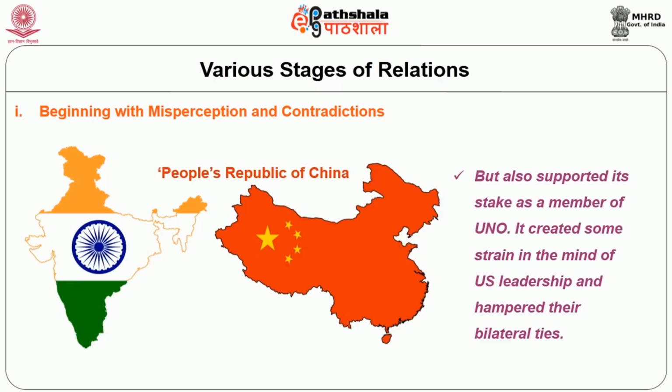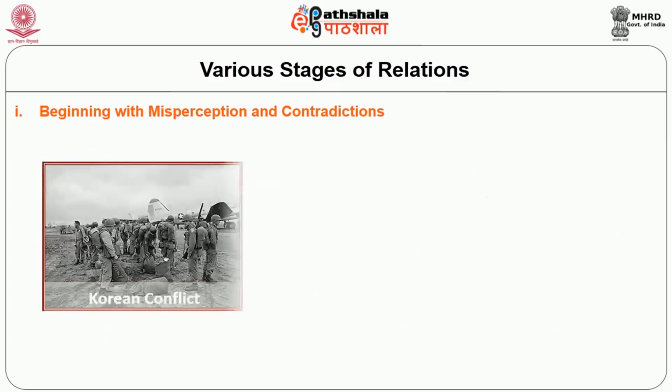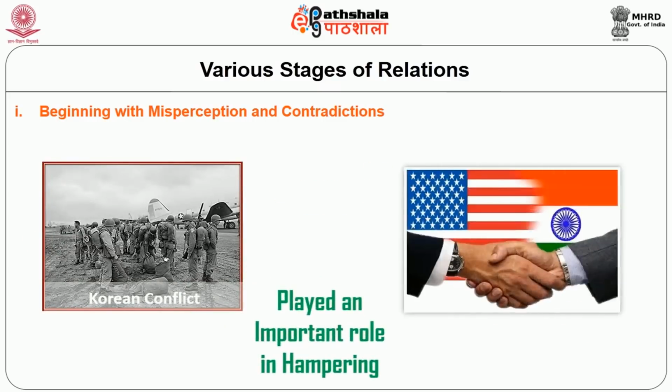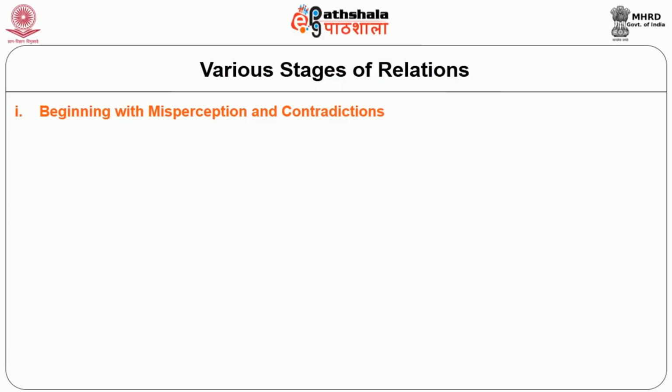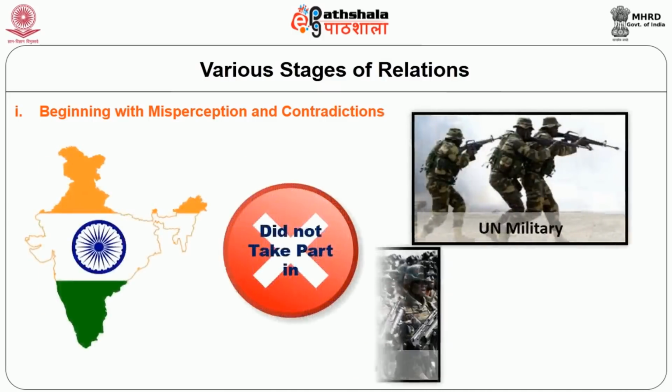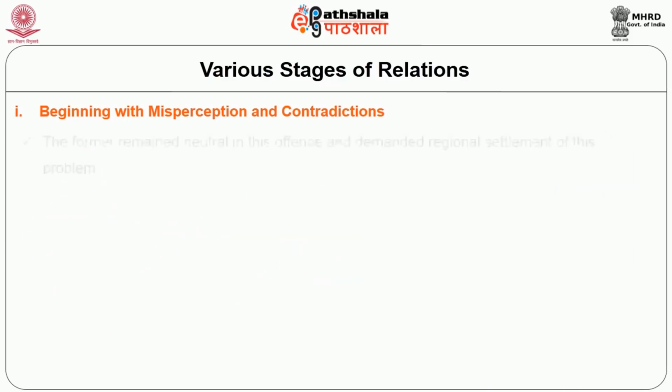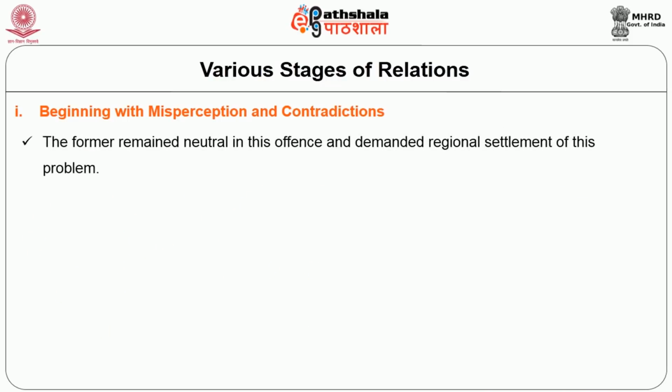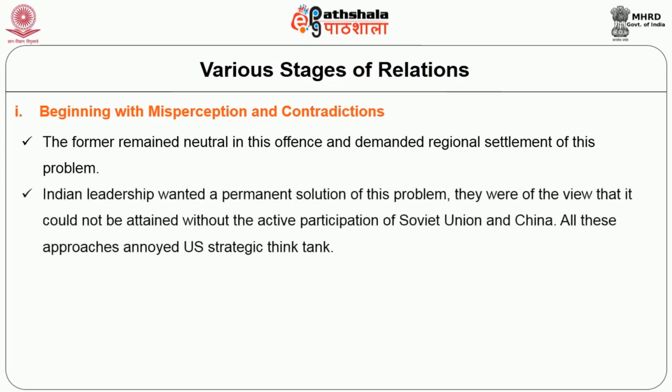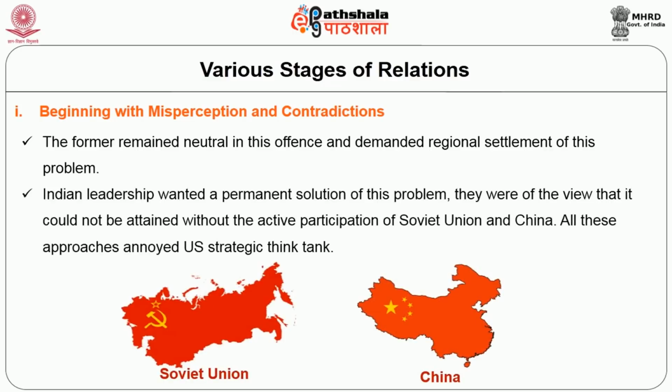It created some strain in the mind of US leadership and hampered their bilateral ties. The Korean conflict also played an important role in hampering India-US relations. India did not take part in UN military action against North Korea. The former remained neutral in this offense and demanded regional settlement of this problem. Indian leadership wanted a permanent solution of this problem. They were of the view that it could not be attained without the active participation of the Soviet Union and China. All these approaches annoyed the US strategic think tank.